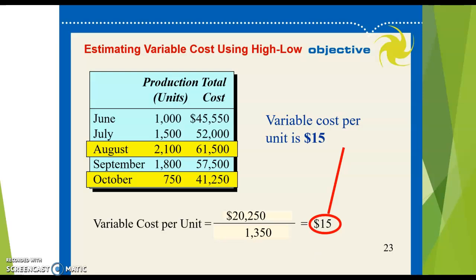So we figured out the high and low, then we figured out the variable cost per unit by using our formula. High cost minus low cost goes on the numerator. High activity minus low activity goes on the denominator. Divide that out. That's our variable cost per unit.